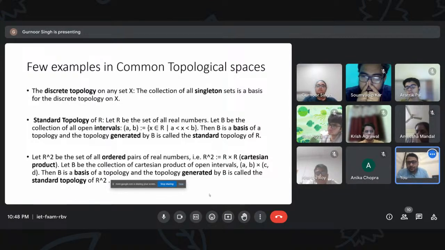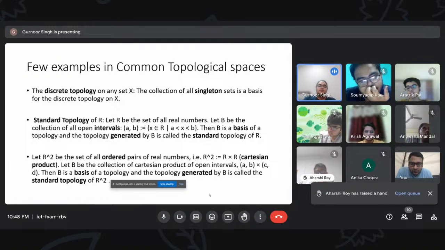Because you are suggesting that you are using the word "generated," right? Yes, sir. I had no other word, that's why I used... No, no, no, it is the right word. Okay, Ahorshi has an idea. Ahorshi, go ahead. Tell me what you have.